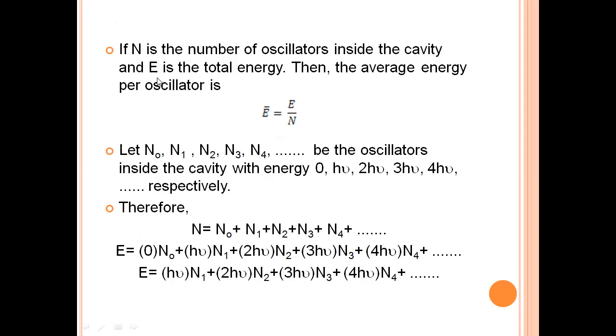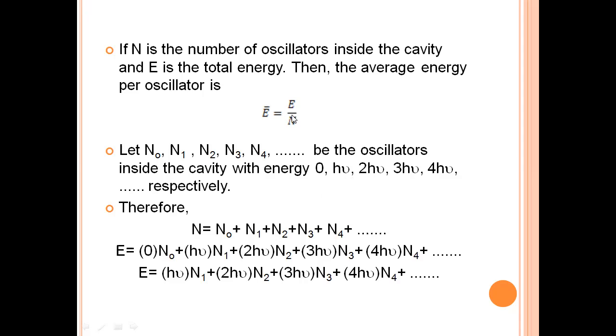Then if you want to find out the average energy, the total energy divided by the total number of oscillators will give the average energy per oscillator. So let N0, N1, N2, N3, and so on be the oscillators having energies 0, h nu, 2 h nu, 3 h nu, and so on respectively.